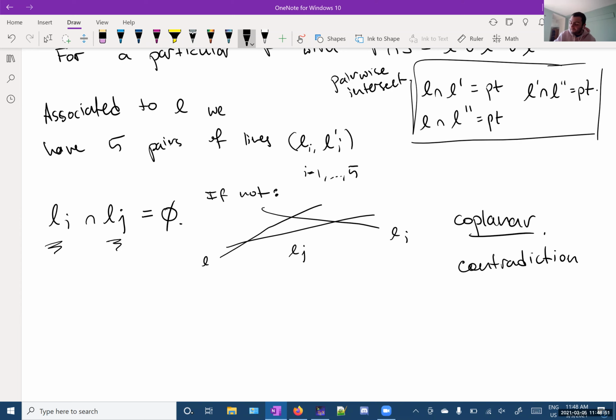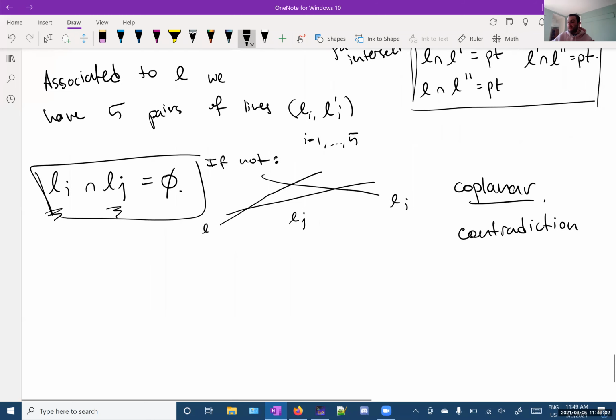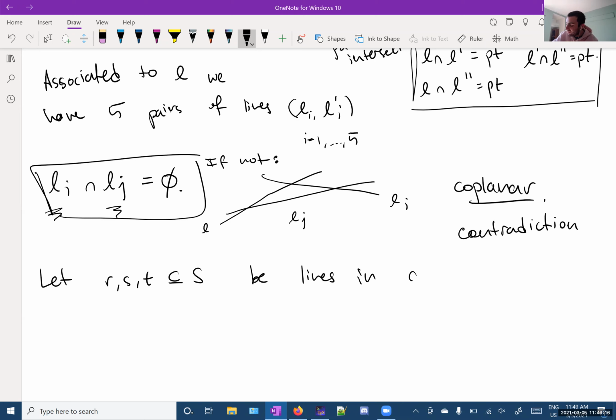Right. So that means that we always have this. We've established all of this now. Now we can actually just count the lines, okay? So let R, S, and T be lines contained in a plane S. Because we have 3 of them, right?